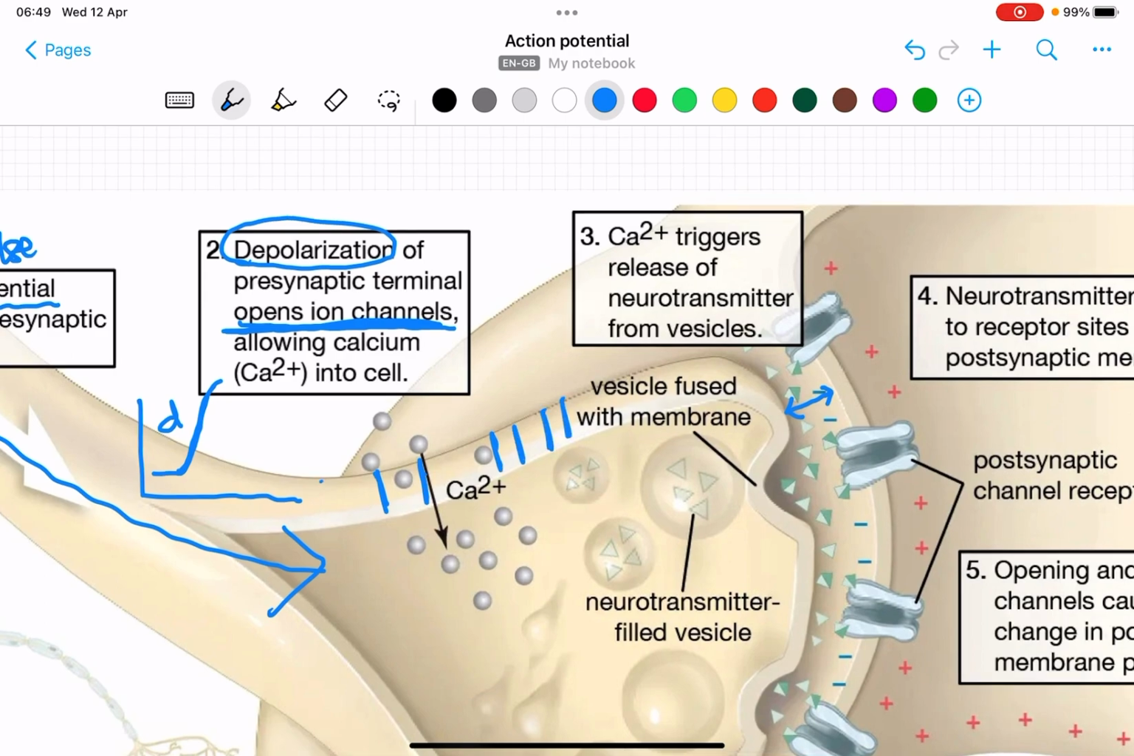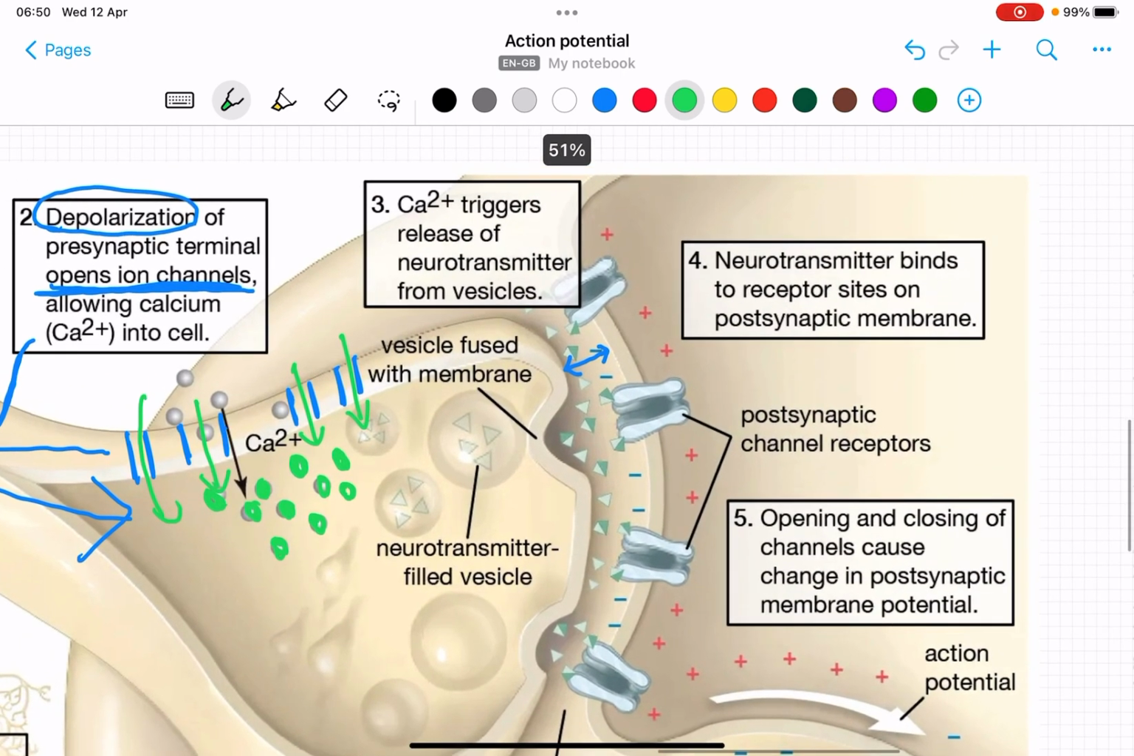I'm going to draw the channel. So when the calcium channel is open, it's going to allow the calcium to move into the presynaptic terminal. So the ones in circles are the calcium ions that move into the presynaptic terminal. What does the calcium ion do? It's going to trigger or stimulate the neurotransmitter release from vesicles.